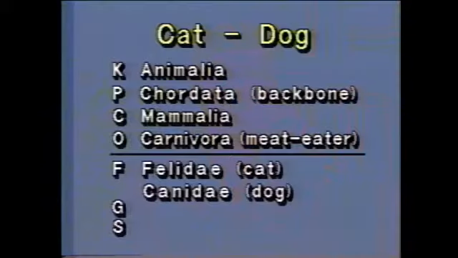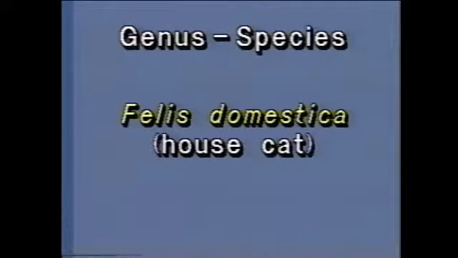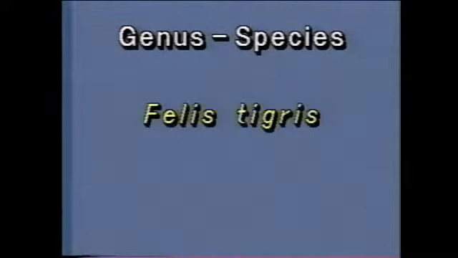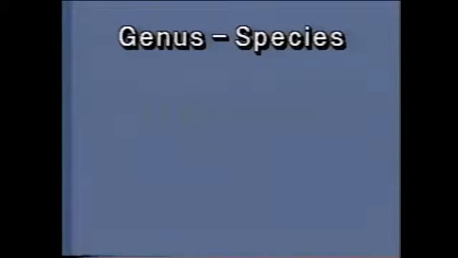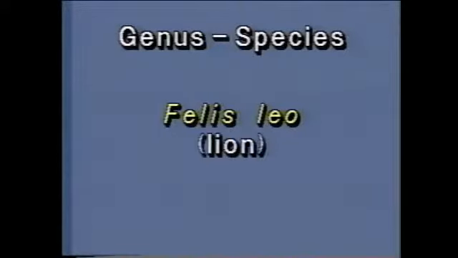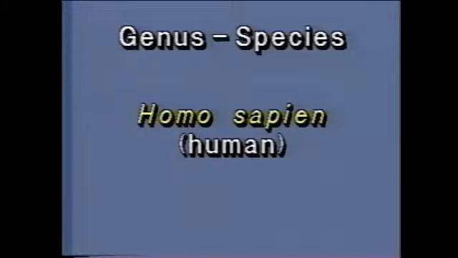For example, if we look at cats and dogs, they both fit into the same kingdom, phylum, class, and order, but they fall into different families, genus, and species. If we identify an animal as a Felis domesticus, we're talking about a common house cat. A Felis tigris is a tiger, and a Felis leo is a lion. Incidentally, a Homo sapien is a human being, and the word sapien means wise.